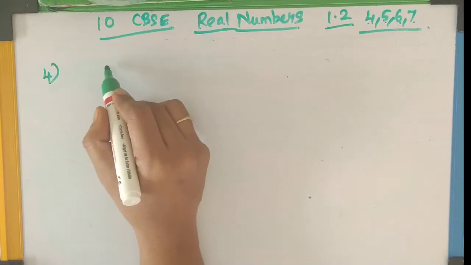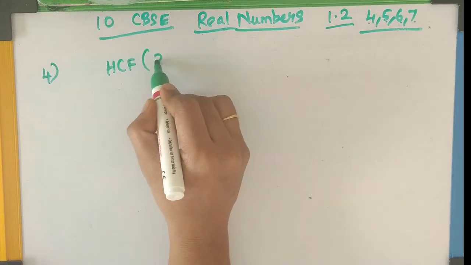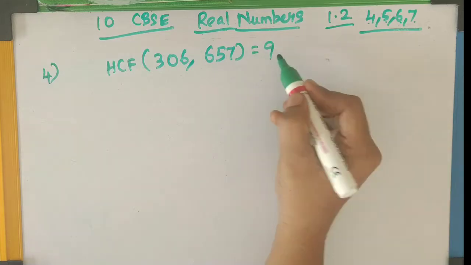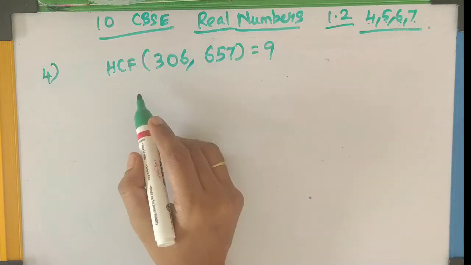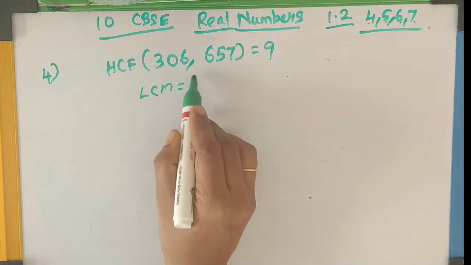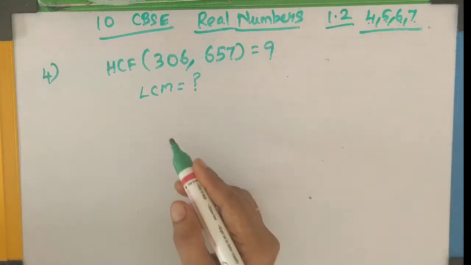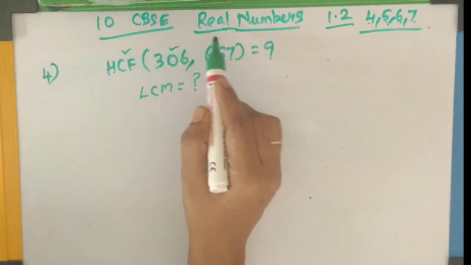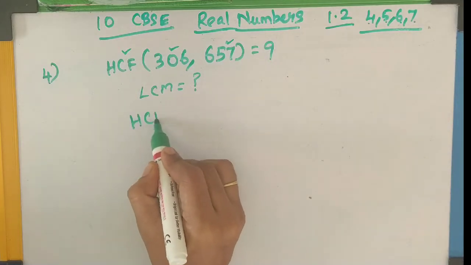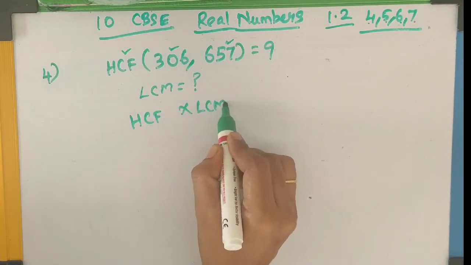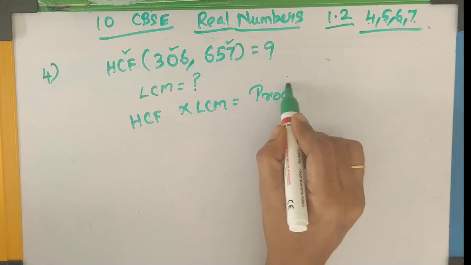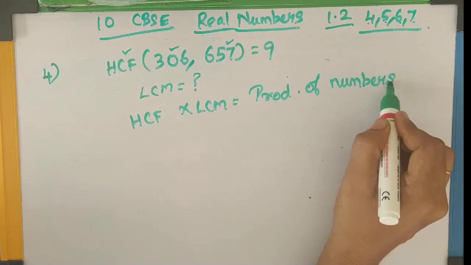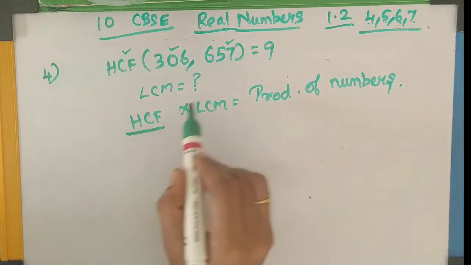The fourth question is, here the HCF of two numbers is given, that is, the HCF of 306 and 657 is 9. We have to find the LCM. Okay? Now, do you remember the formula which I said before? Yes, HCF into LCM is equal to the product of the two numbers. So, here we have the HCF and the two numbers with us. So, it's very easy to find the LCM, right?